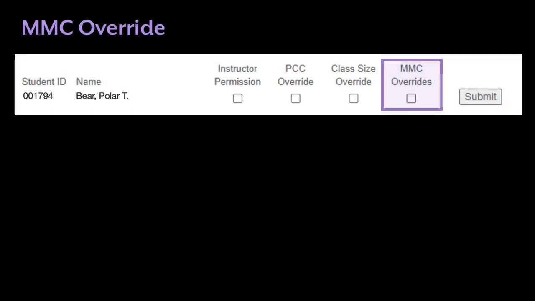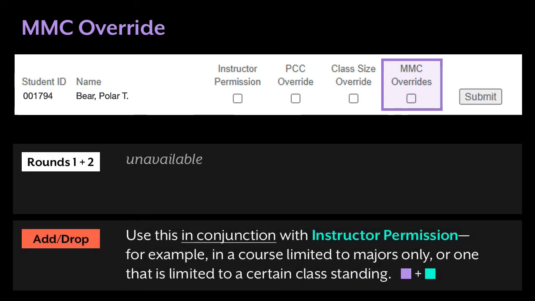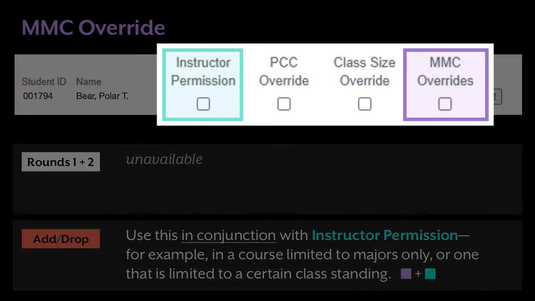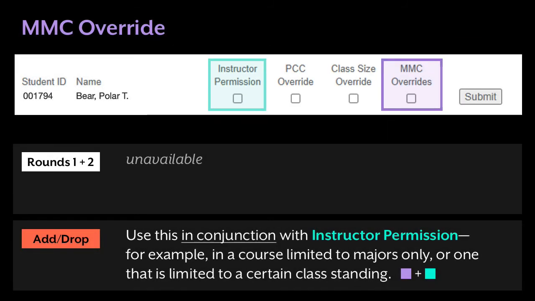The last type is the MMC override, which stands for Major Minor Class Standing. This override is unavailable during rounds 1 and 2, and is only available during add-drop. Use it in conjunction with instructor permission in order to enroll a student in a course limited to majors only, or one that is limited to a certain class standing, for example, only seniors or only first-year students.